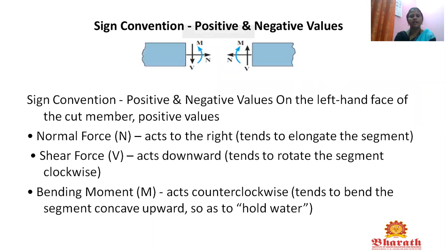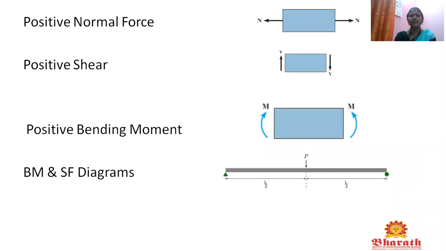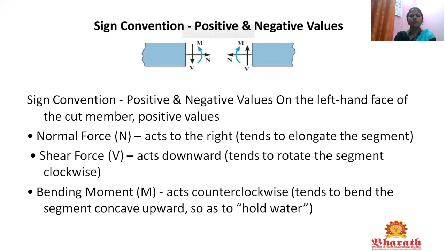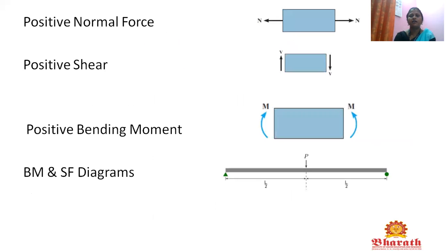Next is bending moment M, which acts counterclockwise, that is, it tends to bend the segment concave upward, so as to hold water. Next is positive normal force, denoted by N. This positive normal force acts away from the member. It is shown in this picture, that for this segment it acts outward and is denoted by N.